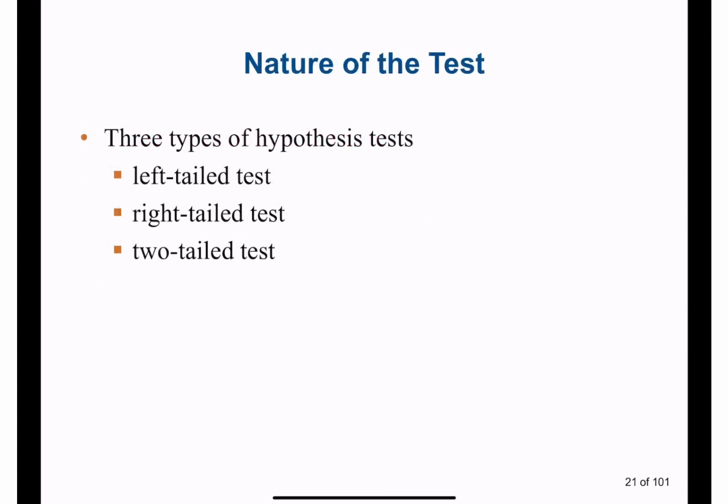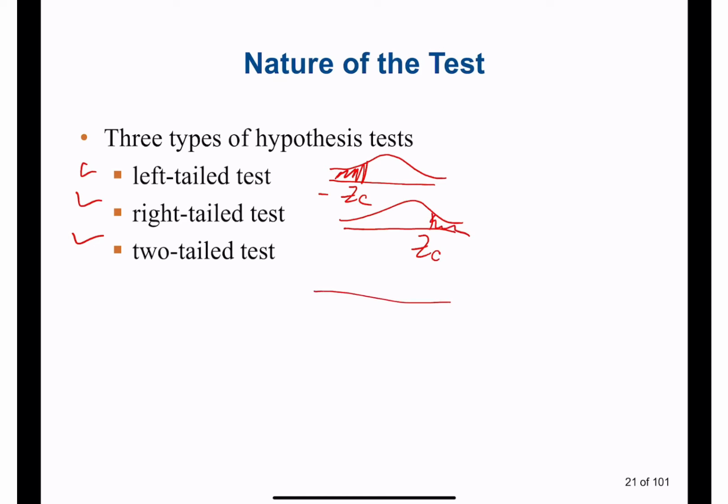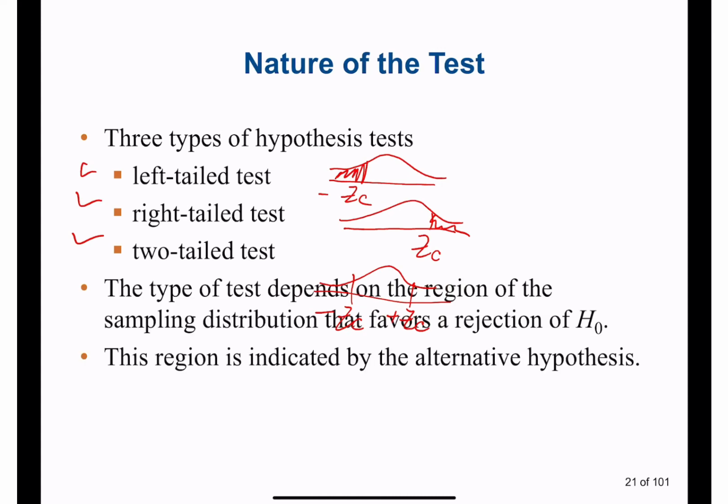First of all, before we go there, we have to learn what the three types of hypothesis test are: left tail, right tail, and two tails. This is left tail. We call it Z critical here. This is right tail, it's nothing new, you already know this stuff. And two tail: negative Z critical, positive Z critical.